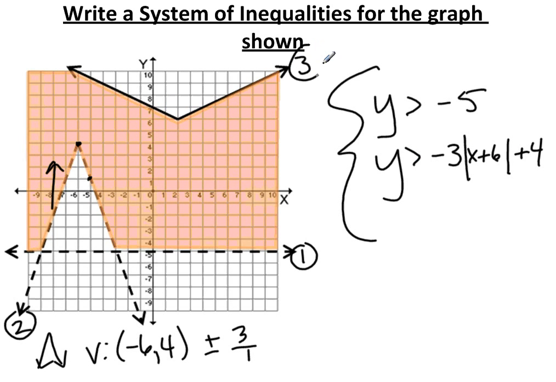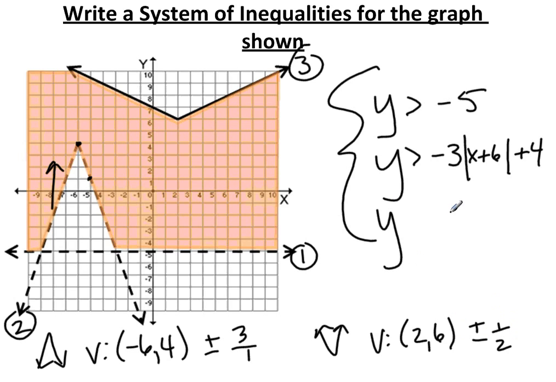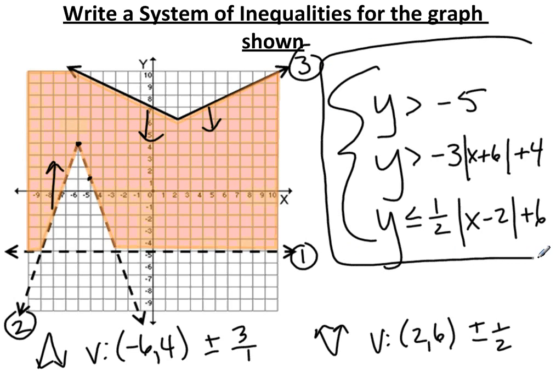And then let's look at our last one. I'm just going to do the work over here. It faces up, has a vertex of 2, 6, and a slope of up 1 over 2. So I'm going to have my y. My slope, and because it faces up, I'm just going to put the 1/2 on the outside, x minus 2, and then plus 6. I had to shade below this, and it's solid, so I know it's going to have the equal to symbol. And this would be my system.